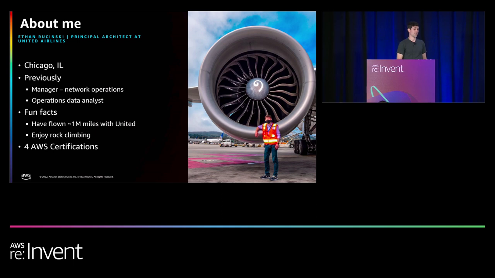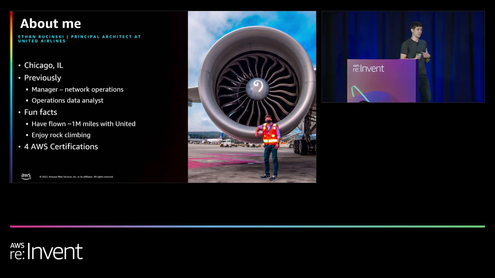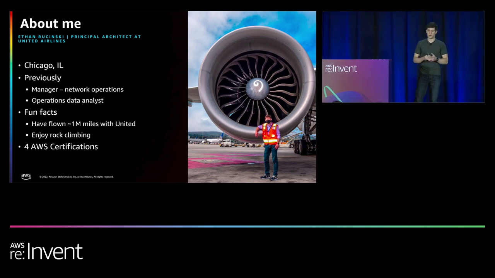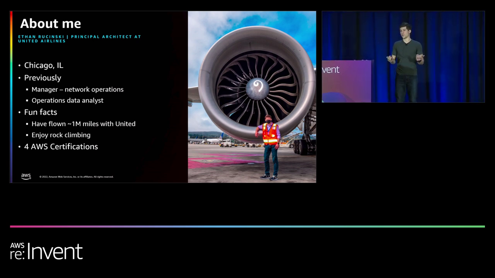Before I do that, of course, I'm going to talk a little bit about me. So my name is Ethan Ruchinski. I'm a principal architect at United Airlines. I oversee a couple of application teams' architecture. Just prior to this, I was on a platform operations team. I'll tell you a little bit about what that means in a minute, where our responsibility was to really help application teams move to the cloud. And that's kind of how we came up with what we have today.